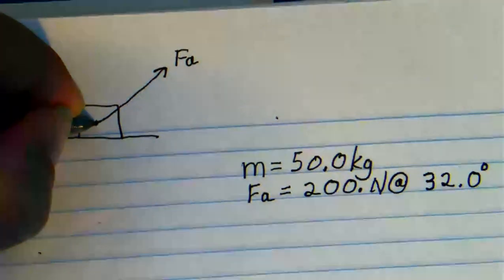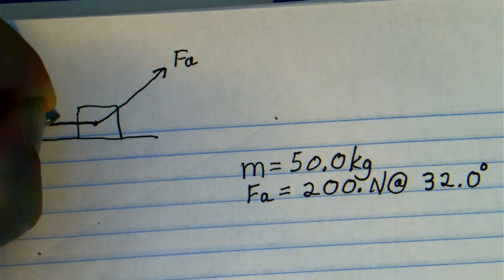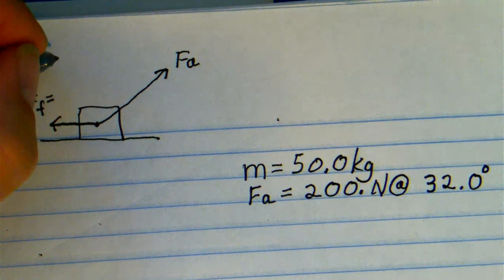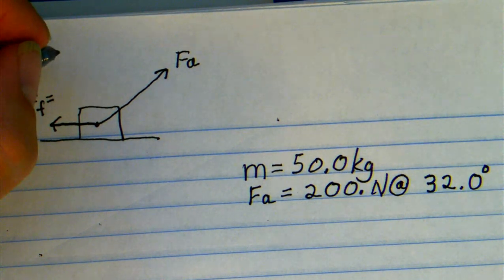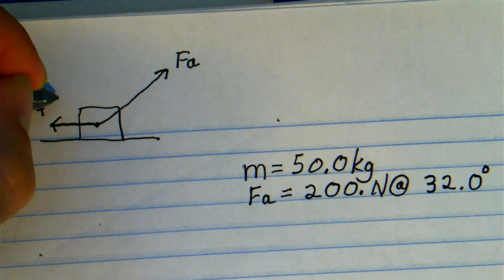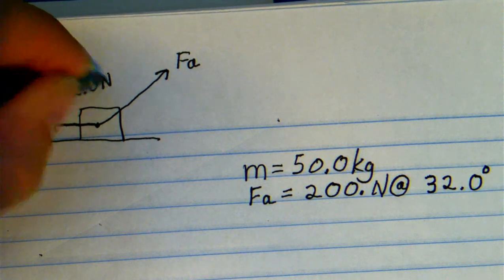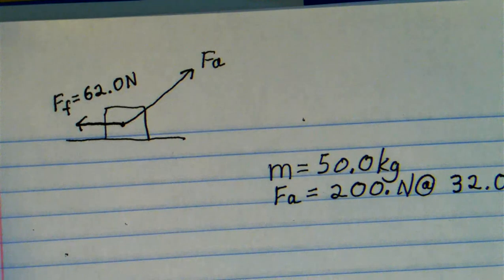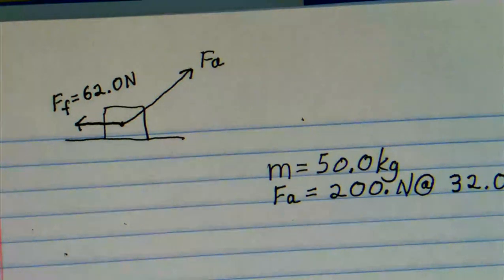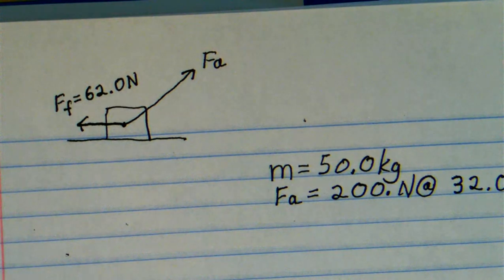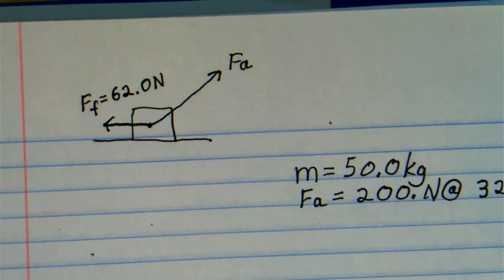But wait, there's friction. Yes. And the friction is, oh, about 62 newtons. So I'm writing 62.0 newtons. This is like the homework that I'm assigning over the weekend. If I want to complete the free body diagram, Tanusri, what should I do to make this a complete free body diagram.